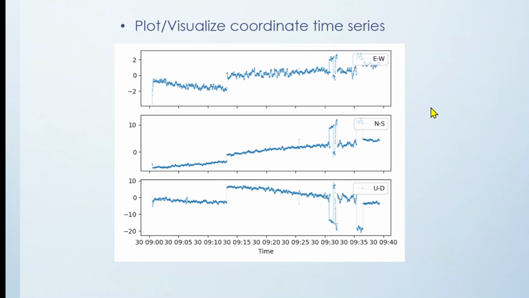Here I will demonstrate how to plot easting, northing and up coordinate time series using the matplotlib package of Python scripting. The plot of easting, northing and height coordinate time series looks like this. So we'll try to produce this plot from ENU coordinate time series.